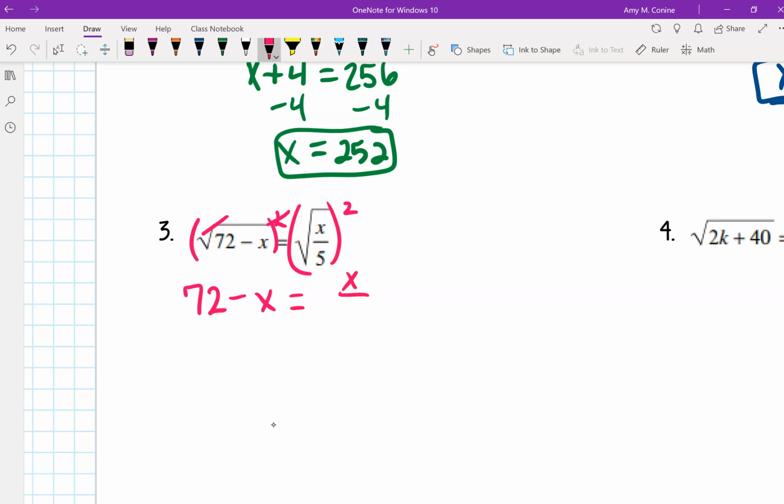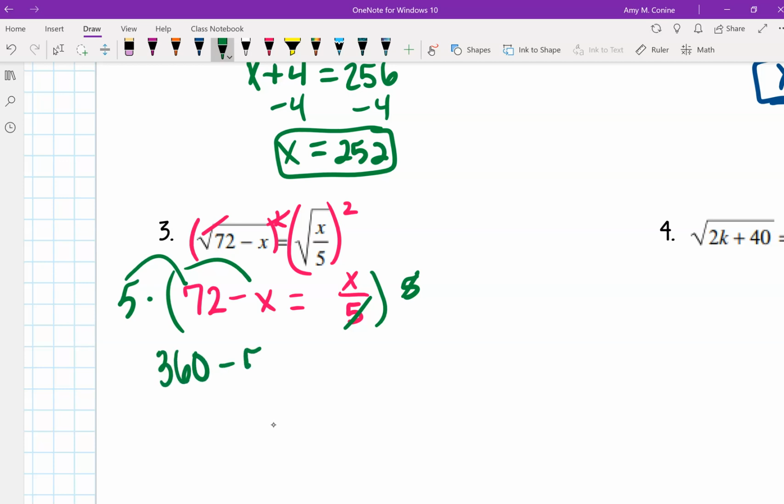So now I have x over 5, and then you can just solve. So I'm going to multiply both sides by 5 to get rid of the fraction. Okay, get rid of that fraction, distribute that in. So 72 times 5 is 360. Minus 5x equals x. Add your 5x over.